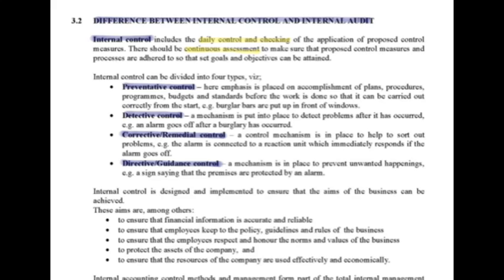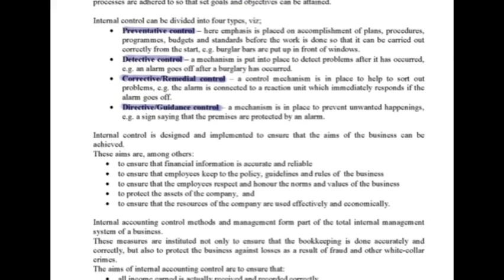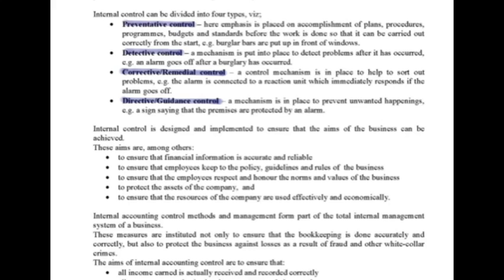So internal control can be divided into 4 types, namely preventative control. Here, the basis is placed on accomplishments or plans, procedures, programs, budgets, and standards before the work is done, so that it can be carried out correctly from the start. So that's for instance, even before the break-in or theft has happened, you put burglar bars up in front of the windows. It's preventative control.